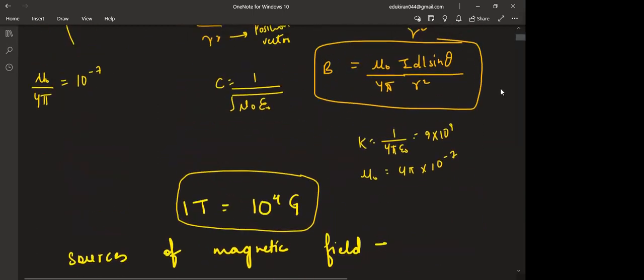And yes, see, the SI unit of magnetic field is Tesla. But you might need this conversion to convert the SI unit into the CGS unit, that is Gauss. So remember this conversion: 1 Tesla is equal to 10 to the power 4 Gauss. This is the conversion which you have to remember.